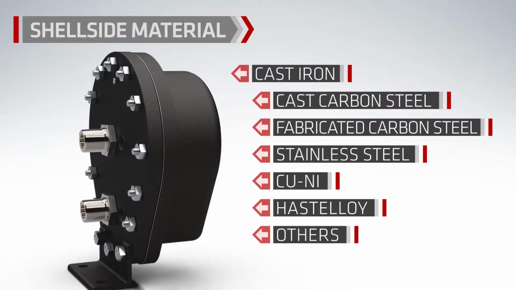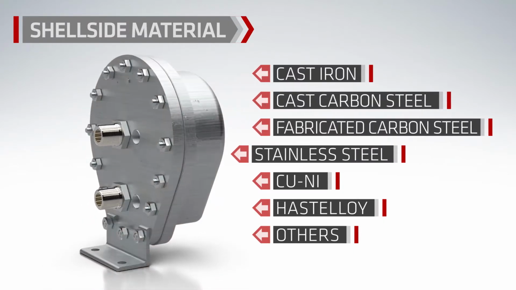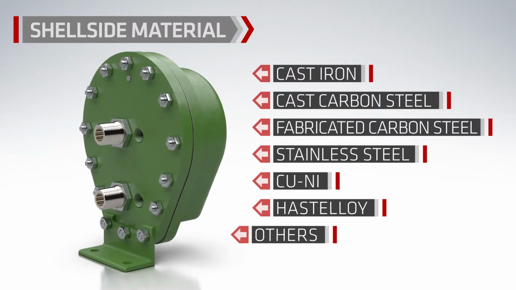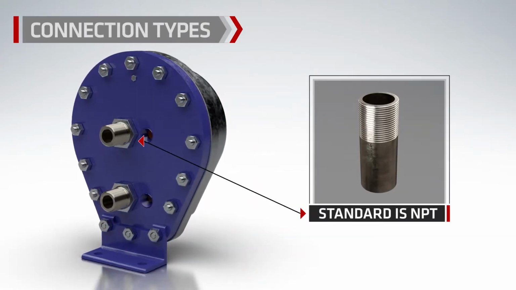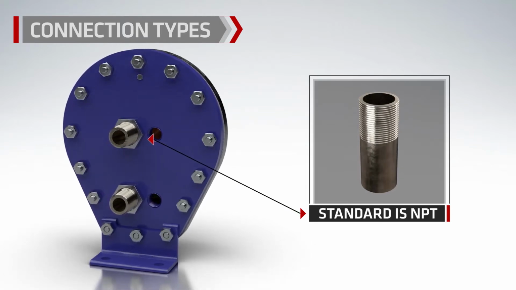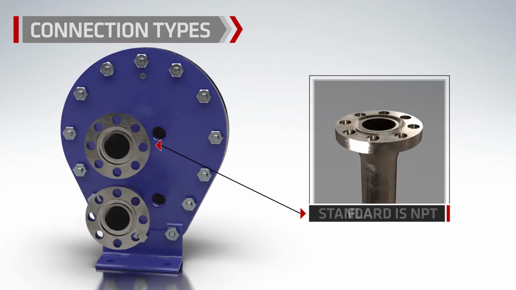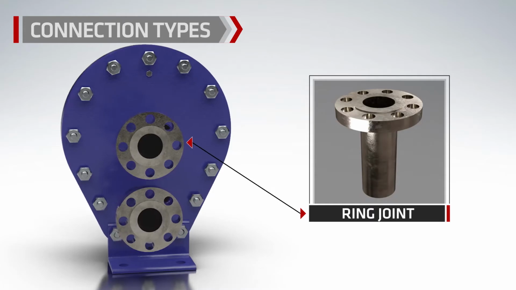The standard material is cast iron, but options include cast, fabricated or stainless steel, or more exotic materials. The standard connections for the Heliflow heat exchanger are NPT with a male tube side connection and female shell side connection. Alternative connection options include flanges, butt weld, Victaulic or other special fittings.